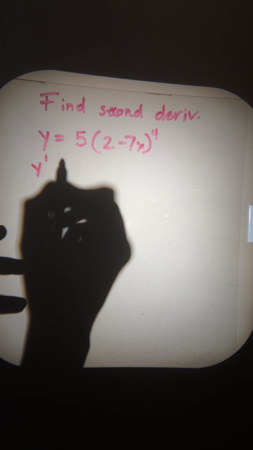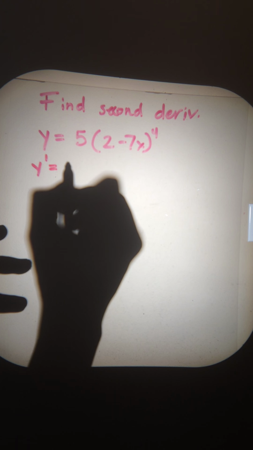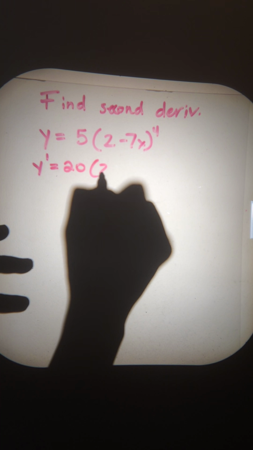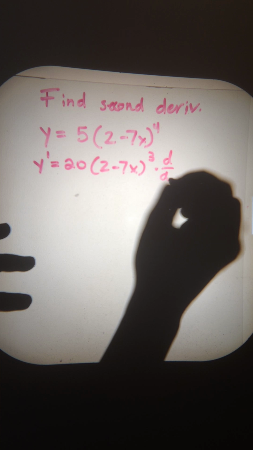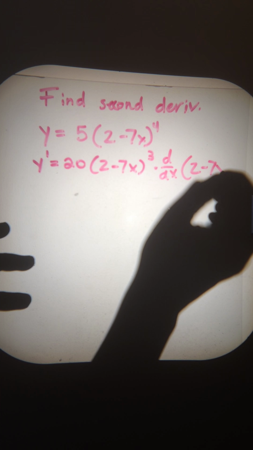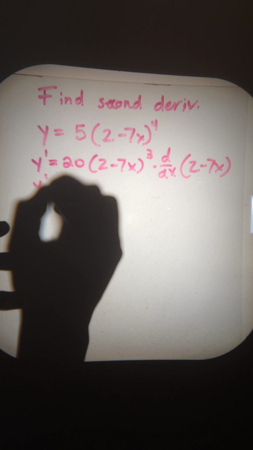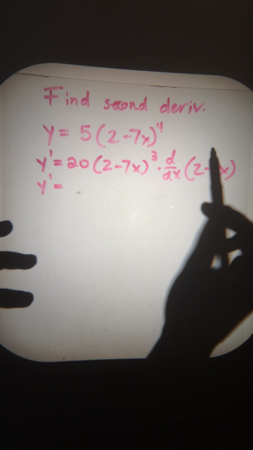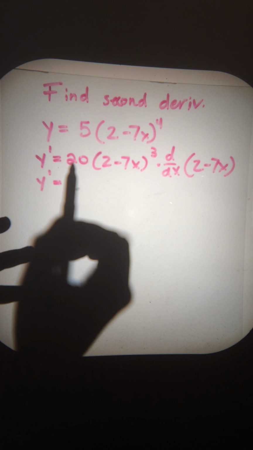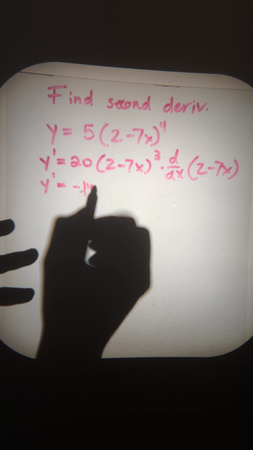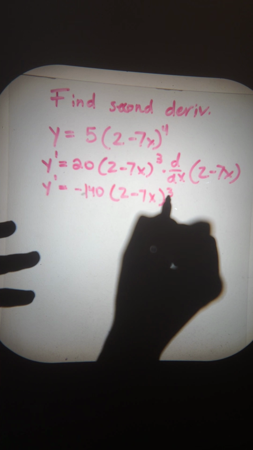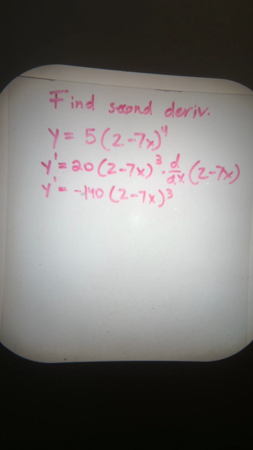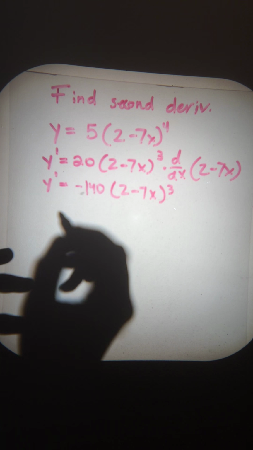Okay, so first we're going to start with the first derivative. Y prime equals, we bring down our 4, so that would be 20 times 2 minus 7x to the 3rd times our derivative of the inside. Okay, now y prime equals, the derivative of this is negative 7. Negative 7 times 20 is negative 140 times this. That's our first derivative, but now it's asking for the second derivative. So we're going to keep going.